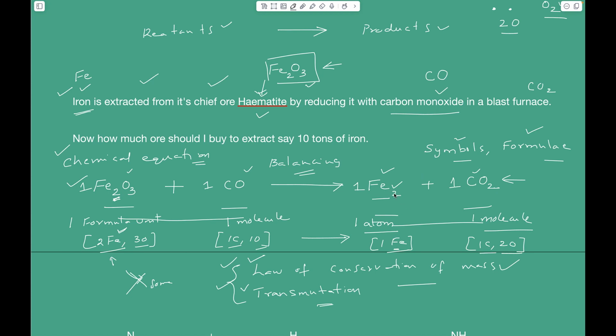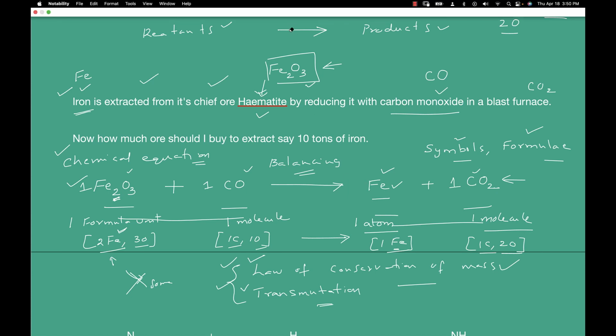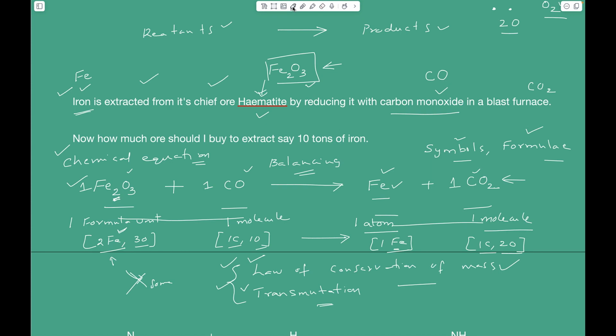Therefore, you cannot change the subscript of iron here to equalize the number of atoms. Then what should you do? You can only change the number before the symbol. In this case, you can put a 2 before the symbol Fe. 2 Fe means two separate iron atoms. Now we have two iron atoms on the right hand side and two iron atoms on the left hand side also. So we are good.